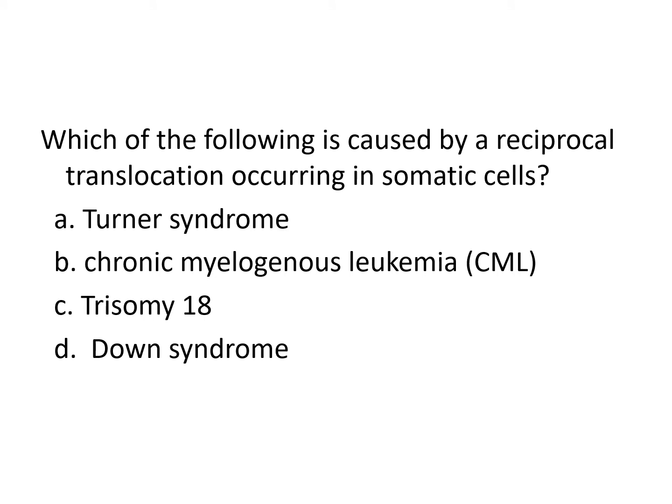Which of the following is caused by a reciprocal translocation occurring in somatic cells? Turner syndrome, CML, trisomy 18, Down syndrome. Okay, so the answer is B, right? Right.